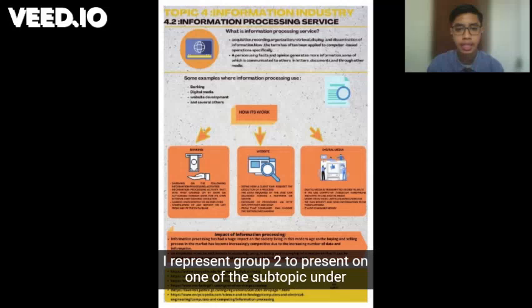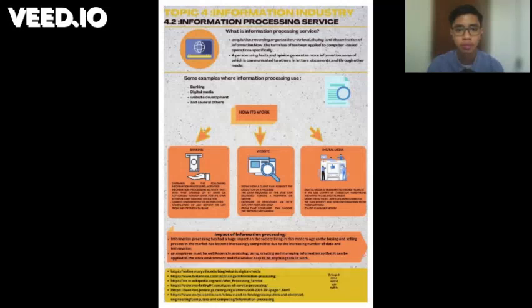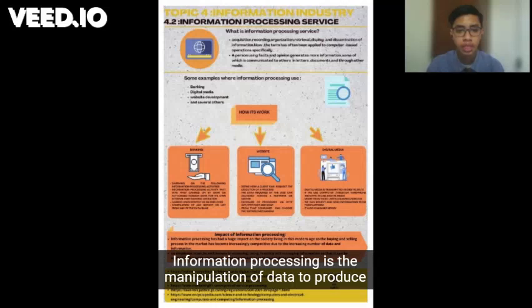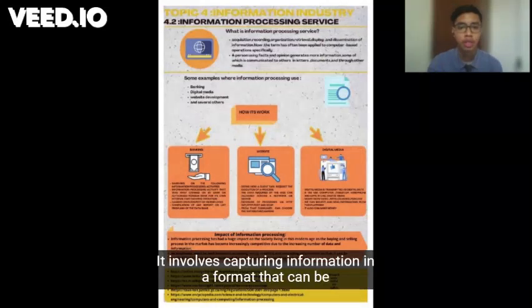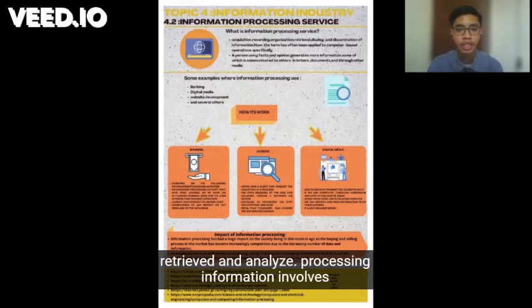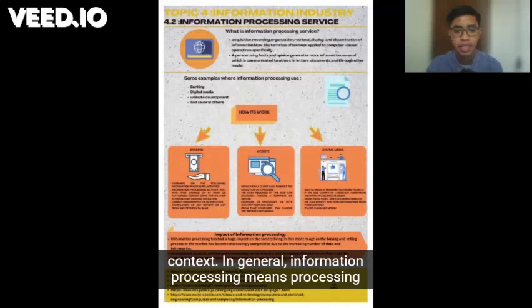I represent Group 2 to present on one of the subtopics under Topic 4, which is Information Processing Service. Information processing is the manipulation of data to produce useful information. It involves capturing information in a format that can be retrieved and analyzed. Processing information involves taking raw information and making it more useful by putting it in context.